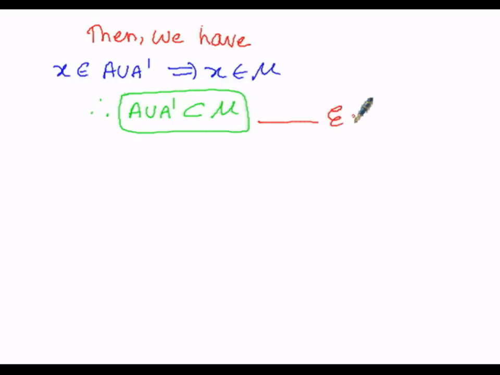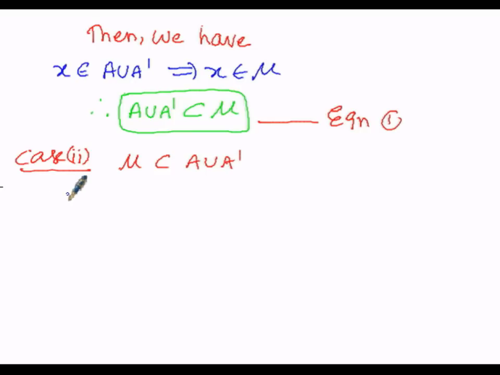Let us consider this as condition number 1 or equation number 1. Now we are going to prove the second condition, case number 2. In case number 2, we have to prove in the reverse manner that μ must be a subset of A union A'. So μ is a subset of A union A'. In order to prove this element wise, we suppose one element x belonging to the left hand side, that is μ.